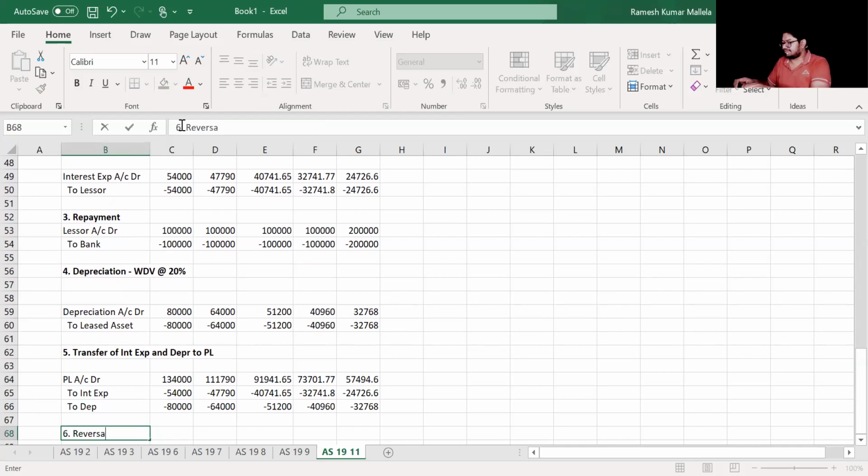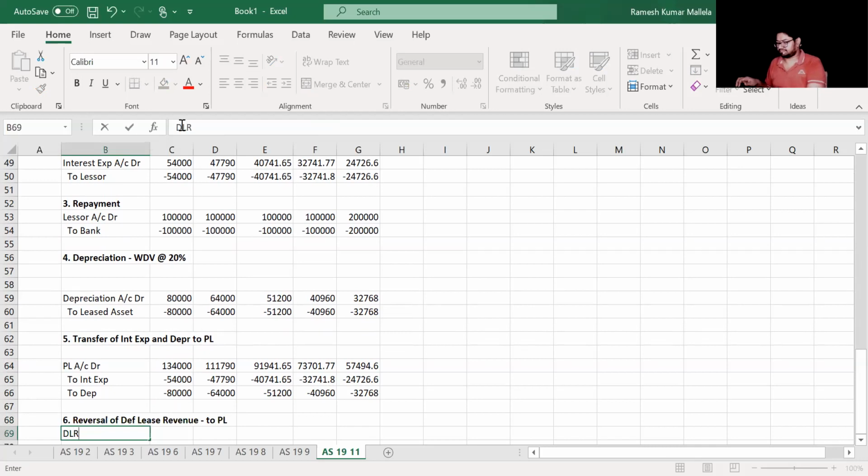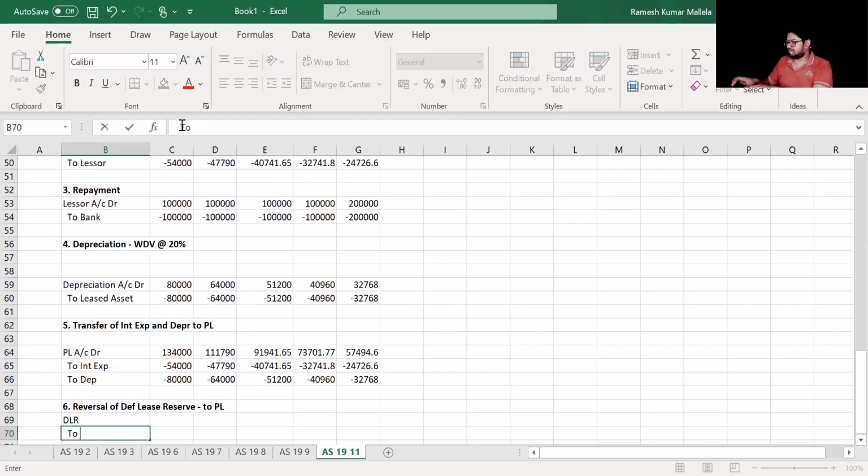Number 6. Reversal of deferred lease revenue to P&L. What would be the entry? Deferred lease revenue reserve account debit. I have mentioned it as revenue here. Sorry, it is reserve. Deferred lease reserve account debit to P&L.